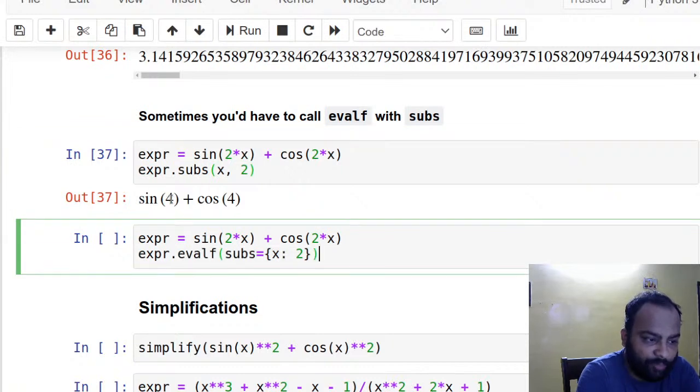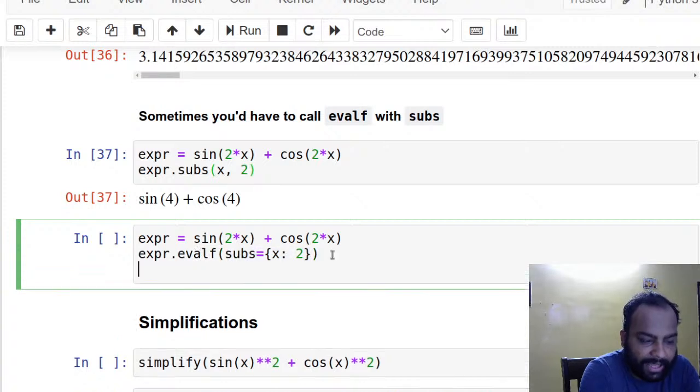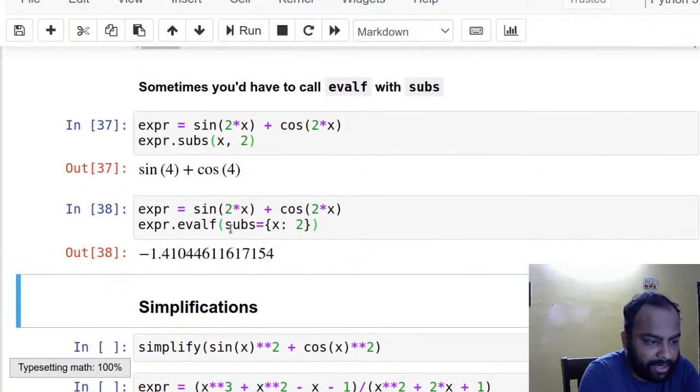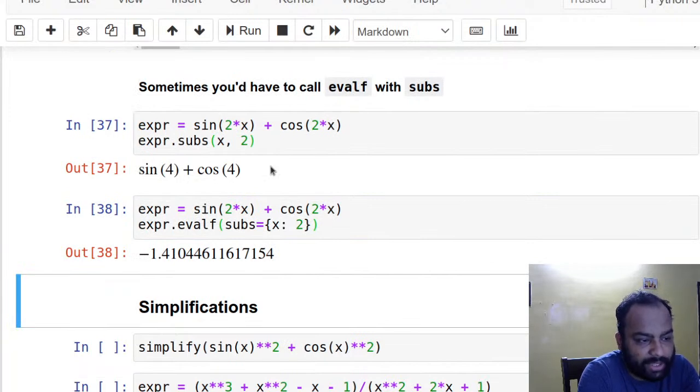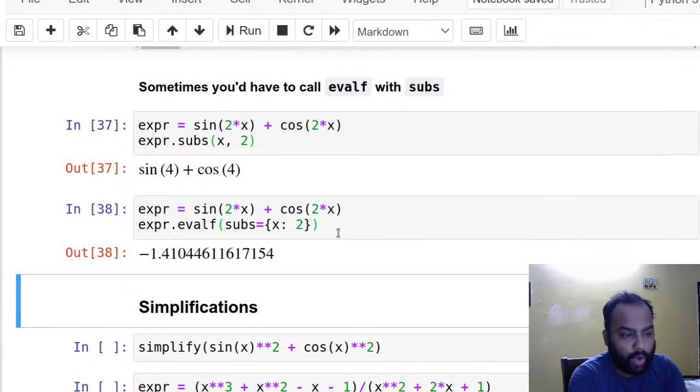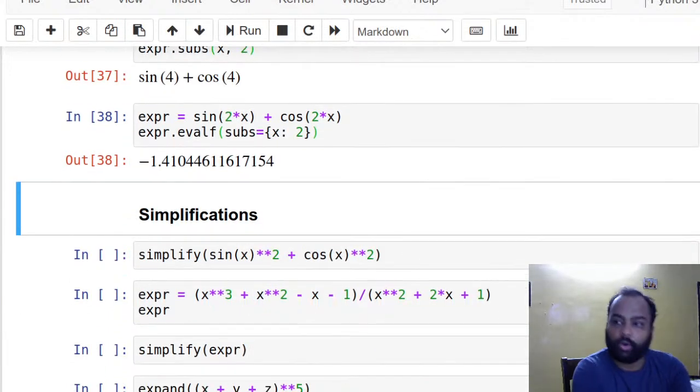So it writes sine 4 plus cos 4. But if you want to evaluate this, you need to use this particular syntax. So you have to use eval in conjunction with substitution in order to get the output as desired. It will now evaluate sine 4 plus cos 4 and give you a result like that. So again, we are just showing you how to evaluate things. So this is the end of numerical computation.